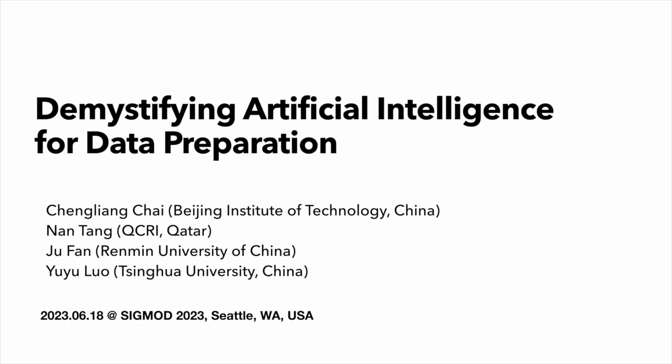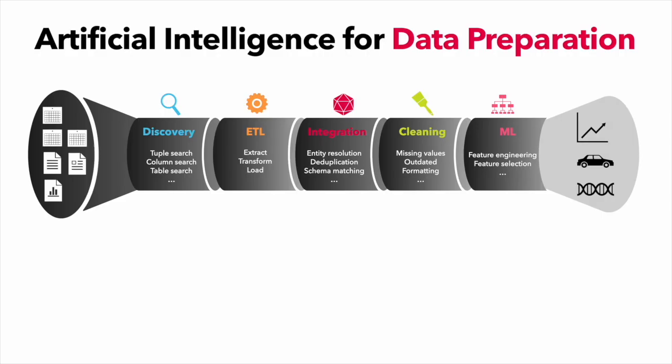In this tutorial, we will discuss recent artificial intelligence techniques used in data preparation, including early successes, limitations, and research opportunities. Data preparation refers to the process of transforming raw data on the left into a format that is useful for analysis, modeling, and other data-related tasks as shown on the right. These tasks include discovery, ETL, integration, and so on.